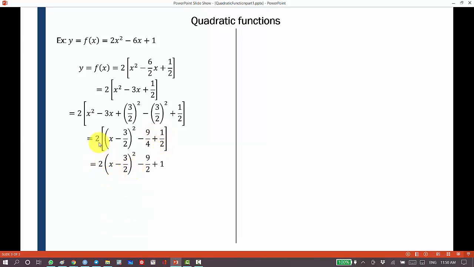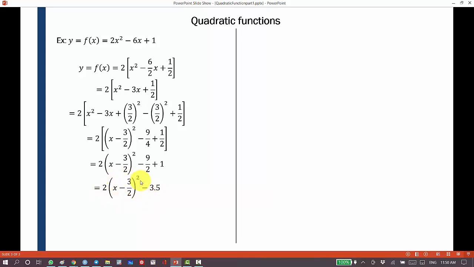Some further simplification: multiplying this 2 with what is inside, we have 2(x − 3/2)². 2 times −9/4 is −9/2. This 2 and this 2 is 1. 2(x − 3/2)² remains the same. If you simplify these two terms, −9/2 is −4.5, and −4.5 plus 1 is −3.5.